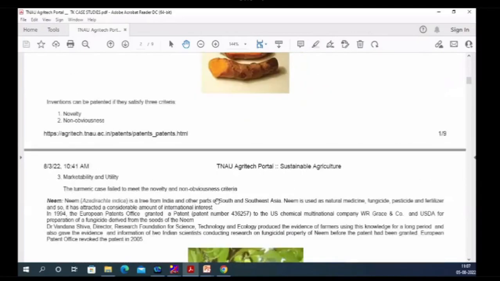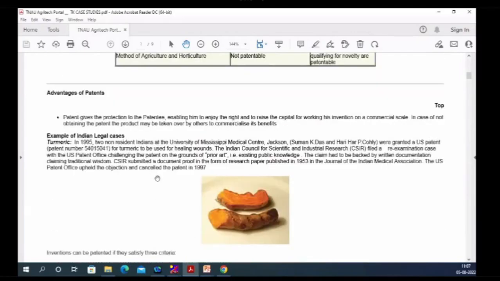Another case study is turmeric. I think we have discussed it, but here it is in a more detailed manner. So what happened in 1995? This case is related to TKD, that means traditional knowledge. In 1995, two non-resident Indians at the University of Mississippi Medical Center, Jackson, Suman Kumar Das and Hari Har Cohly, were granted a US patent.